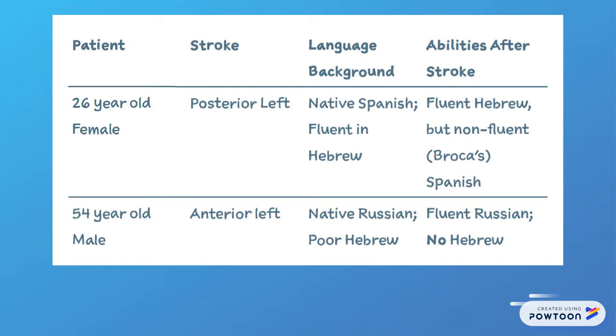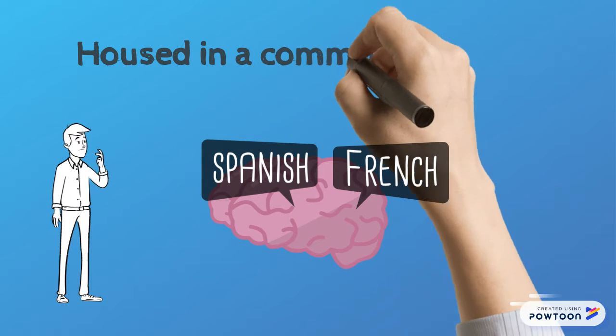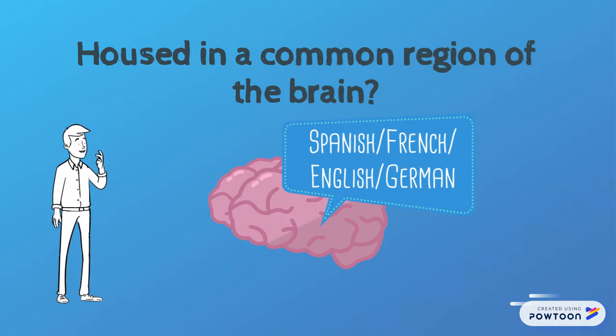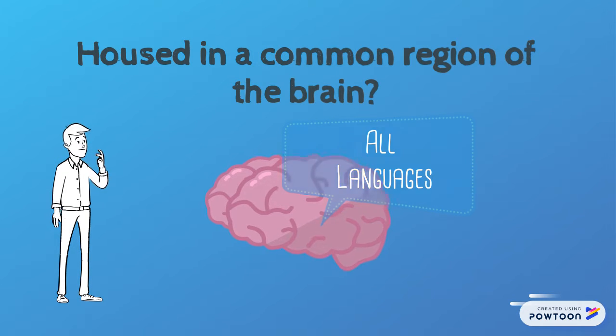This provided great support for the theory that languages could be selectively impaired, and therefore provided support that different languages are stored in different regions of the brain. The other theory in multilingual representations claims that languages are all housed in a common region of the brain, using common cognitive and neural substrates, and requiring cognitive control to select any given language.